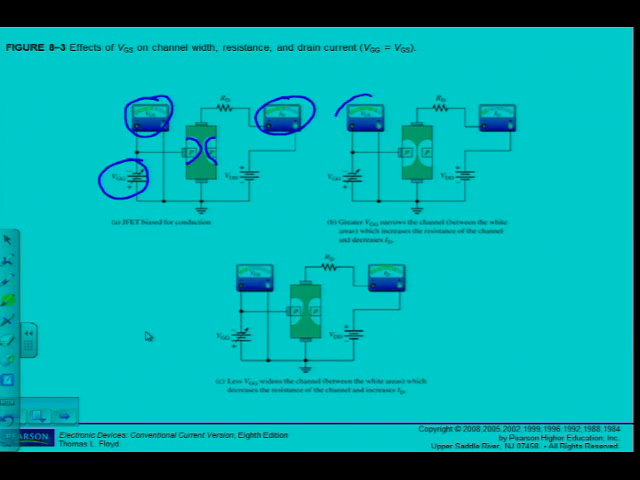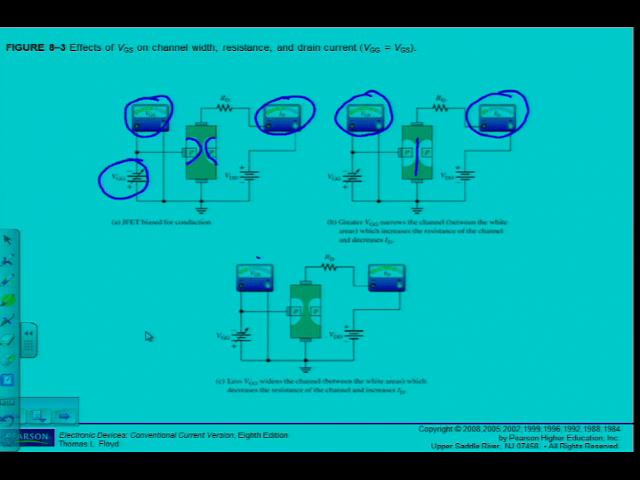You can see here that I increased VGG. I can see here that the channel becomes narrower, and because the channel becomes narrower, the current ID becomes less. Okay, so I can see as I increase the VGS, the voltage that is negatively biased between the gate and source, the depletion regions grow, and I can control the amount of current that flows through this device.